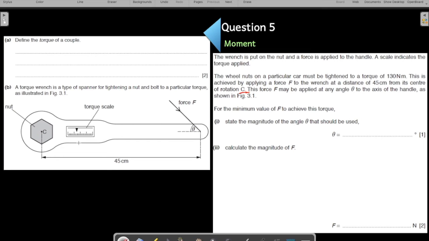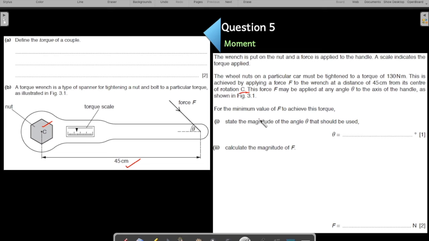Center of rotation C, where is it? Here, 45 centimeters here. This force may be applied at an angle theta to the axis of the handle as shown in this figure. So I have read the question, I have explained the question. If you still do not understand the question, pause the screen here, please. That's what I insist and that's what I recommend. Pause the screen and read the question again yourself and try to locate all the information clearly in the picture here.